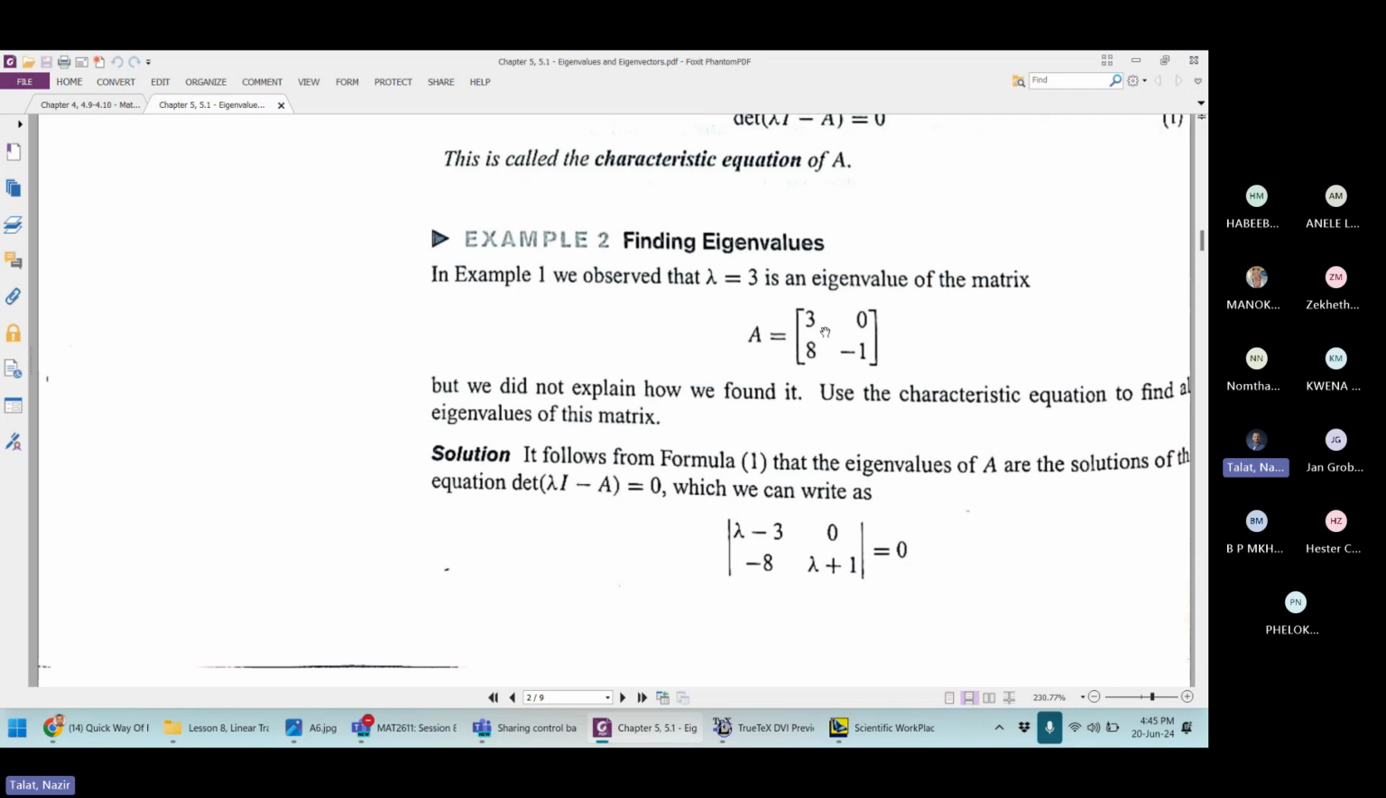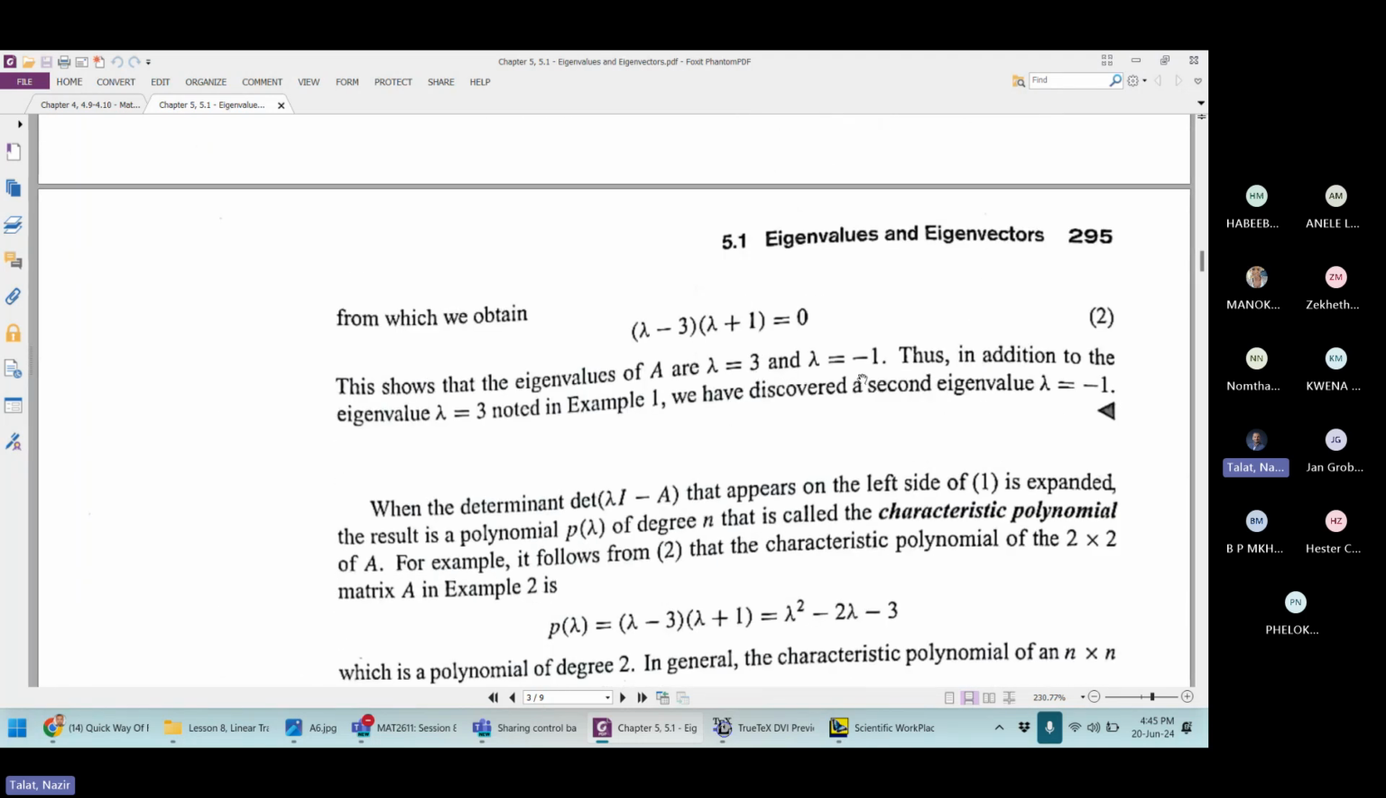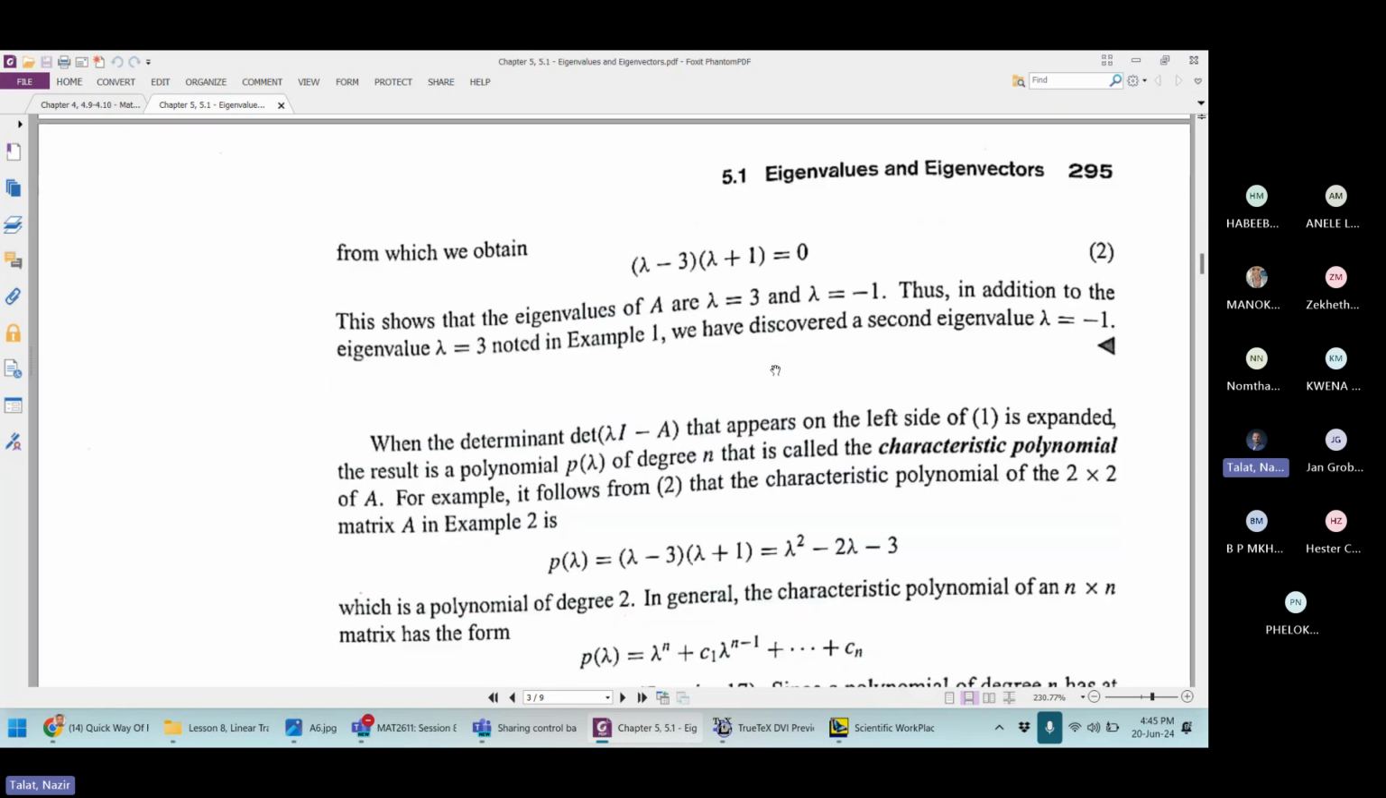You can check that here the trace is 3 plus minus 1, which is equal to plus 2, and similarly the sum of the eigenvalues is also plus 2. Here we can check that the sum of eigenvalues is always equal to the trace of a matrix.